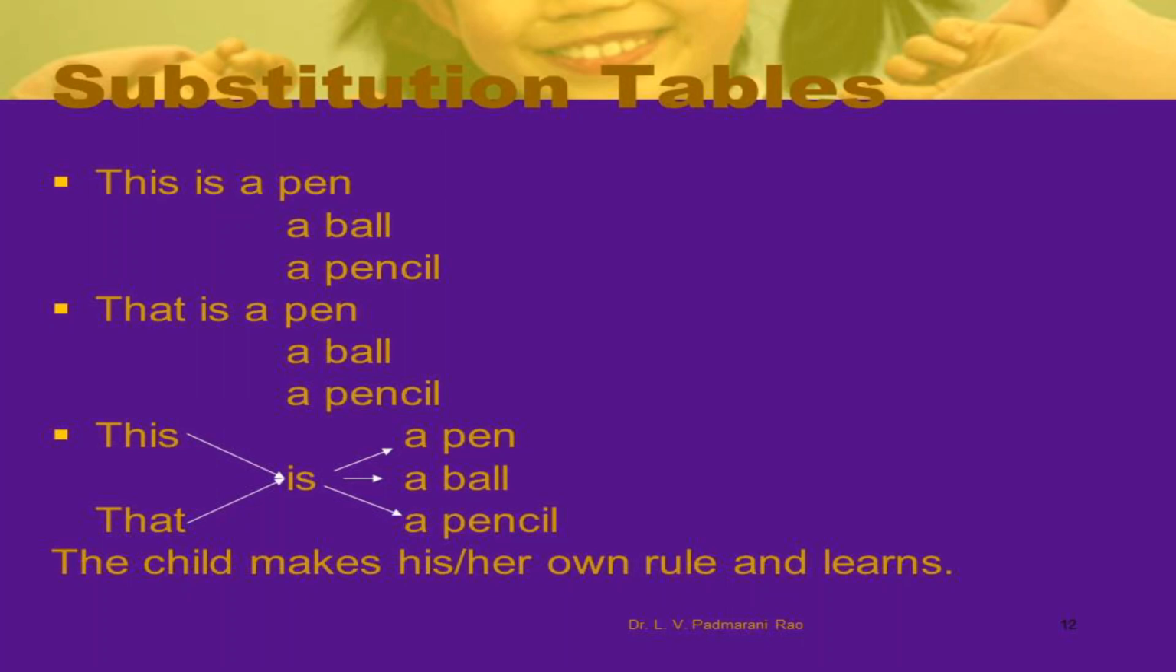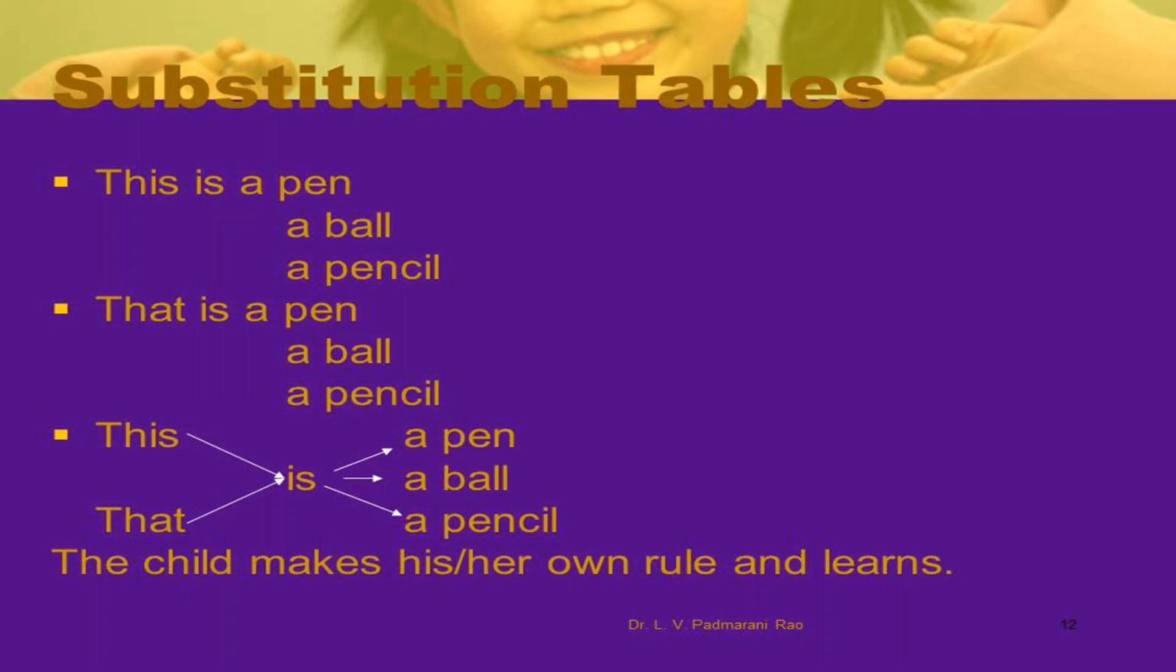Supposing a child is introduced to "This is a pen," an SVC situation. "This is a ball," again an SVC. "This is a pencil." Three different utterances are being introduced. And similarly, when "this" is replaced by "that," he automatically can produce "That is a pen," "That is a ball," and "That is a pencil." Not only that, with the help of "this" and "that," he can as well produce new expressions like "This is my house," "This is a house," and "That is a college." The child makes his or her own rule inside his mind and then learns the language.